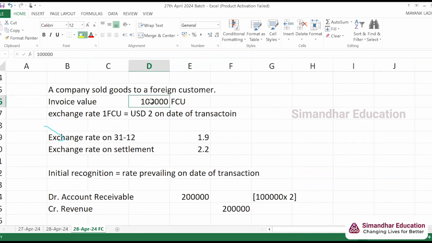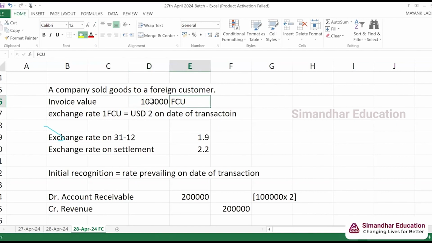Now, for me, I know I have to receive 100,000 foreign currency units from my customer. When I sold it, I was expecting it is $2 per foreign currency. Now it is 1.9. So first thing is I'll receive lesser value. So there is a loss. So any loss on amounts that I will be receiving, I have to recognize.